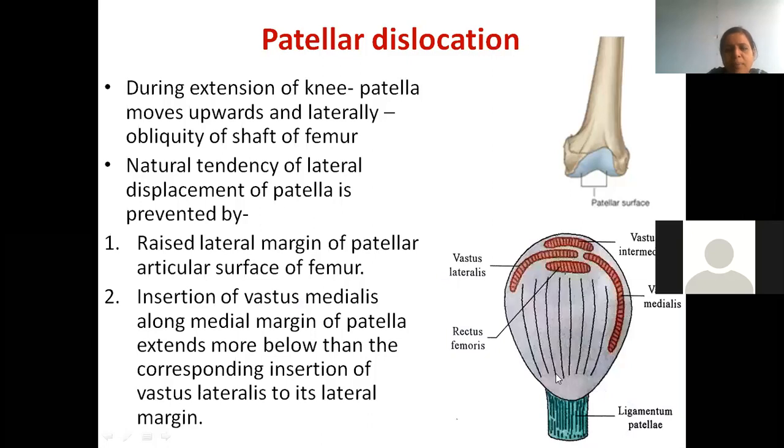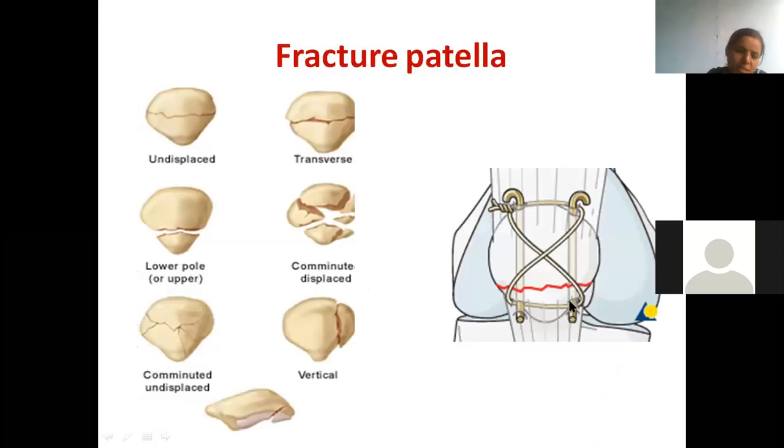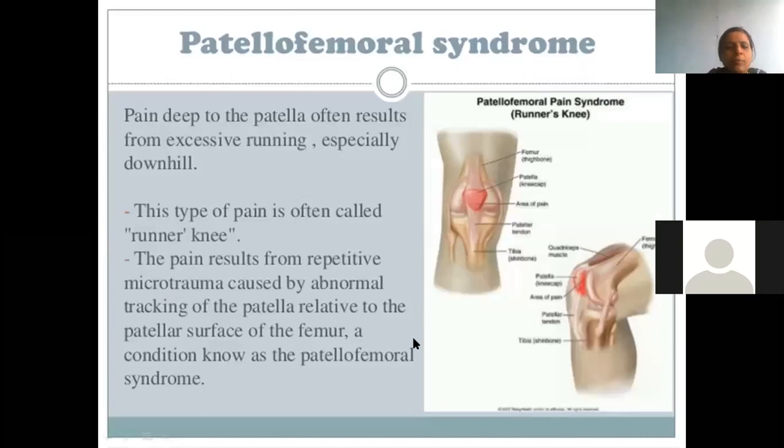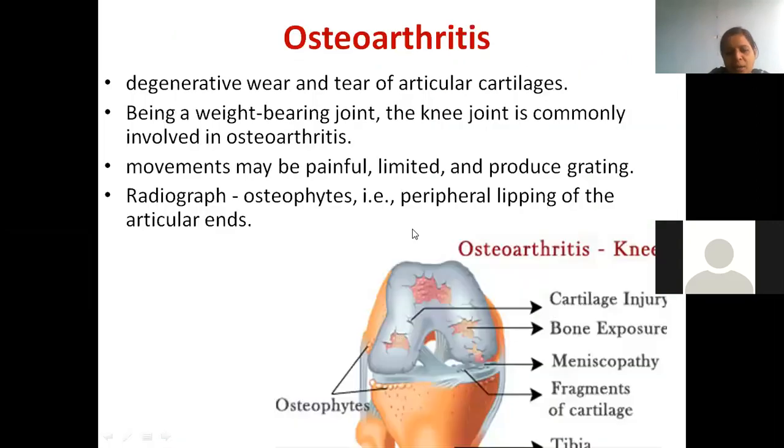Okay, sometimes there may be patellar dislocation, as one of the applied aspects. If the person is falling because of some accident, you may see a fracture of the patella. It may be undisplaced or it may be transverse. If it is in many pieces, you call it comminuted. Okay, different types of fractures we will see better. Okay. So patellofemoral syndrome is pain deep to the patella, often resulting from excessive running, especially downhill. That is the only one point you can write. Then osteoarthritis is the commonest condition which we usually see with old people. So it is degenerative wear and tear of articular cartilage. That means this is the hyaline cartilage.